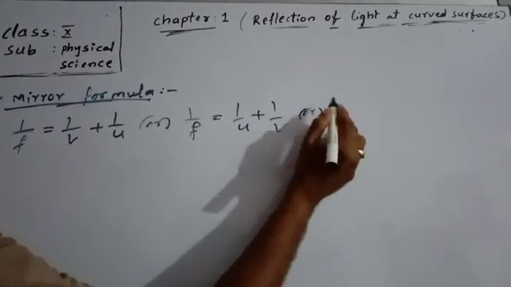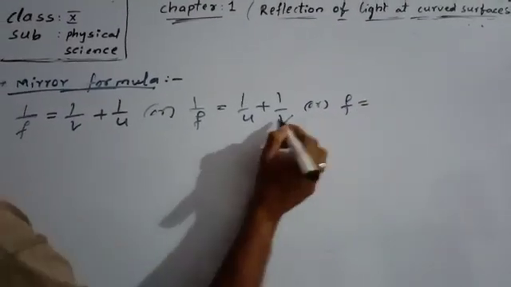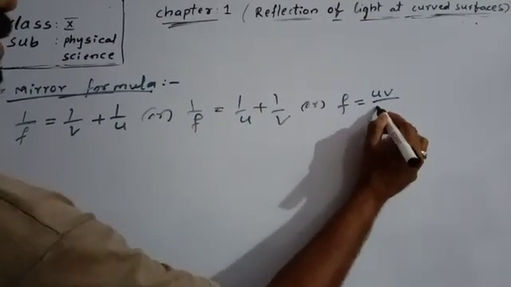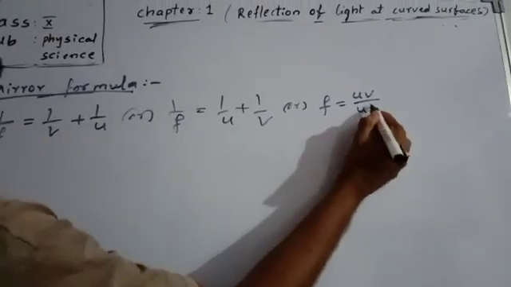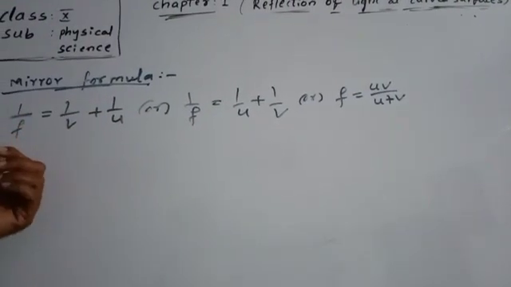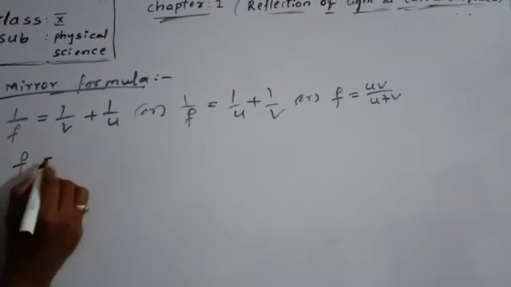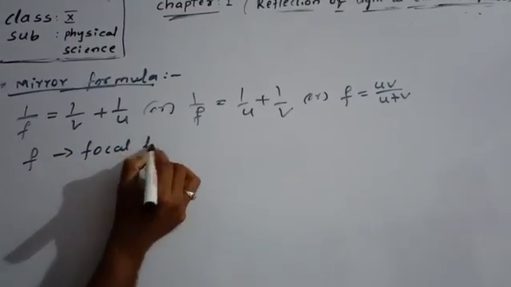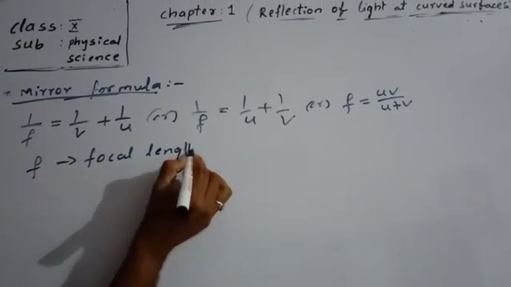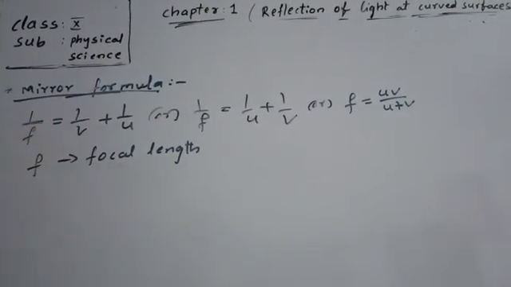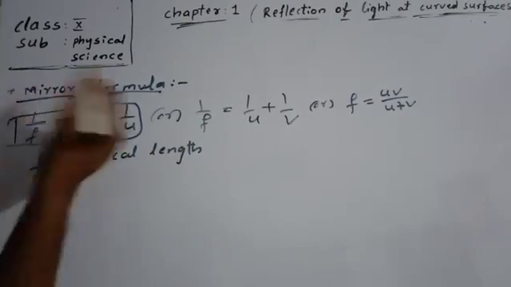Or you can write here f is equal to uv by u plus v. We can write three ways. What is the f? F means focal length. You have to remember this formula. That problem also gives depending on this formula, the mirror formula.